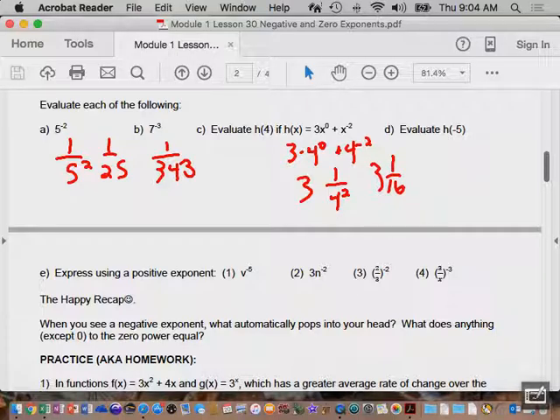I got a different answer. Well, I did that, but I kept it in one fraction, and I got 49 over 16. That works too.